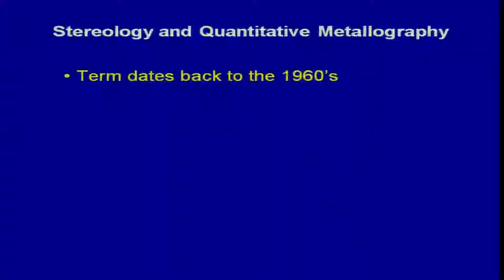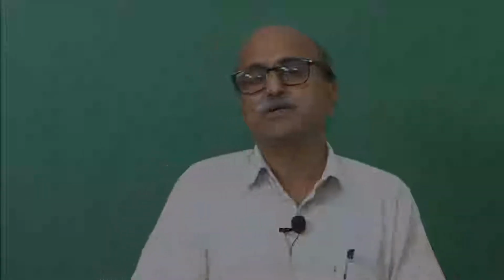So, in this lecture we are going to look at the tools used for quantifying microstructure. This is an area called stereology, and correspondingly in metallurgy it is often called quantitative metallography. Now, what is stereology? The term itself dates back to the 1960s, when for the first time this term was invented by metallurgists and material scientists, where it was required to quantify microstructures.